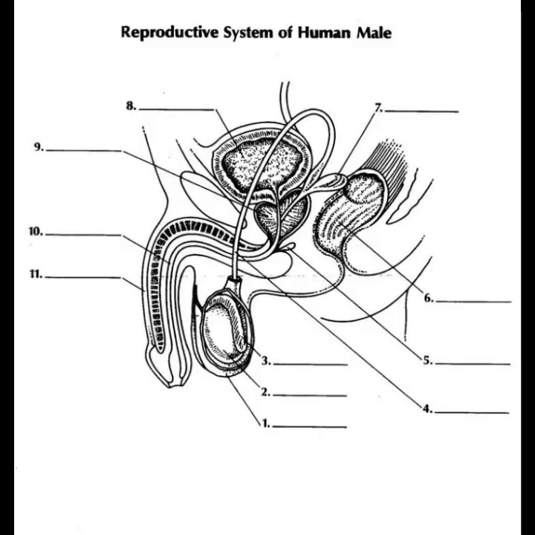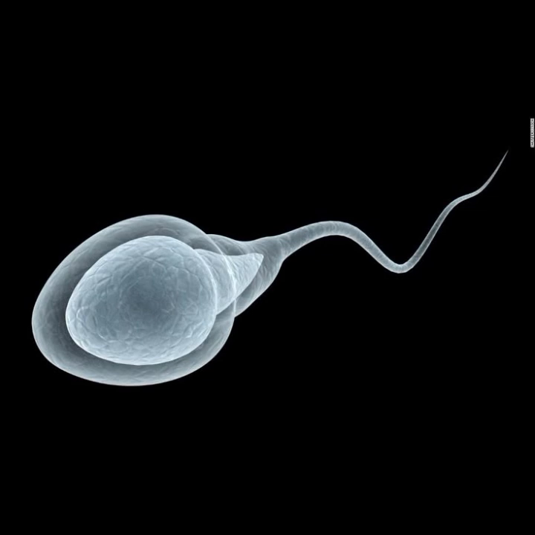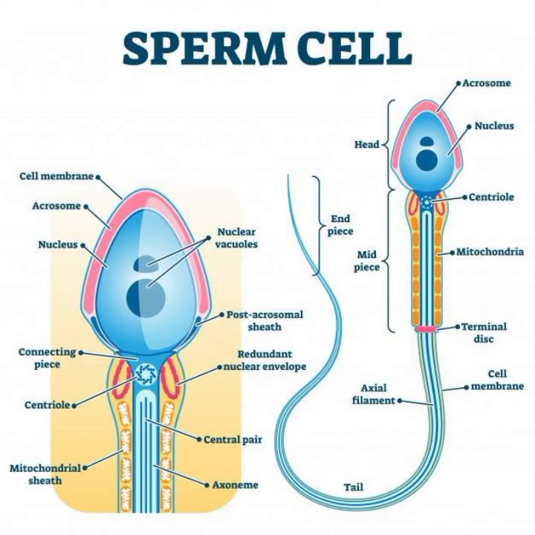Now we are going to take a look at the reproductive system in humans. The male reproductive system includes the testis, which produces sperm, the scrotum, which houses the testes, the penis, which delivers sperm, the vas deferens, and seminal vesicles, which transport and nourish sperm.